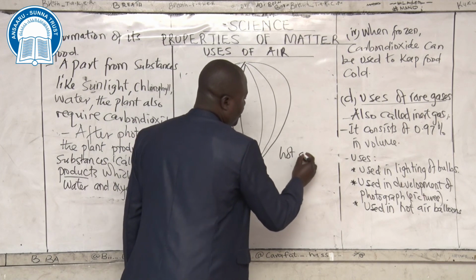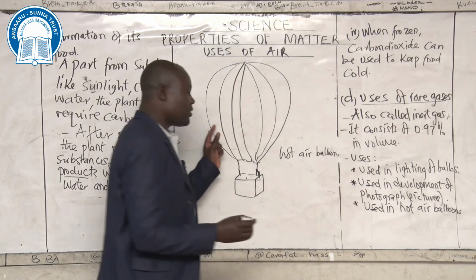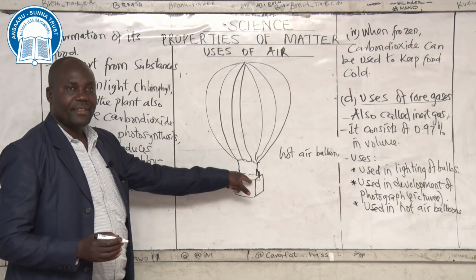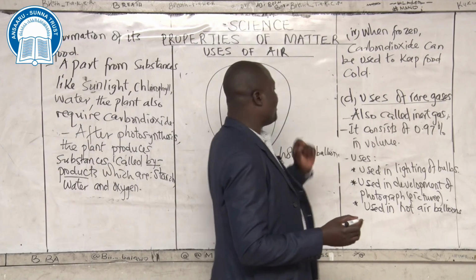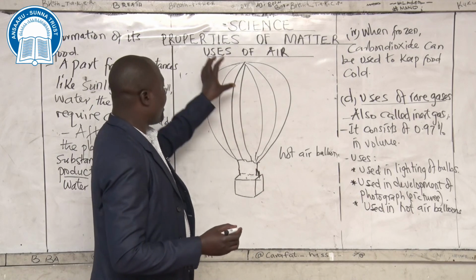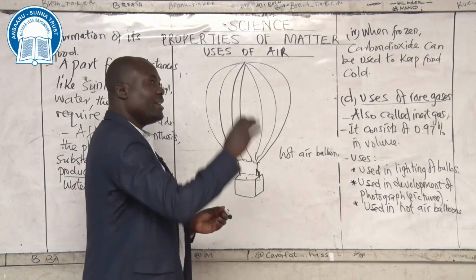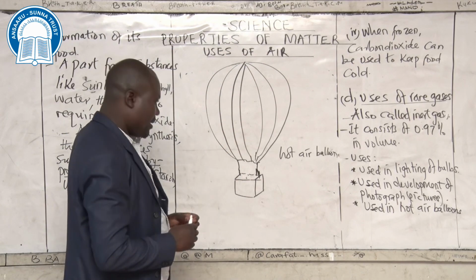In this structure here, inside here they burn something that will produce a gas we call helium, which is part of the rare gases. It goes inside and makes this balloon remain afloat in the air. Therefore, somebody can move about with it, and that is rare gases.